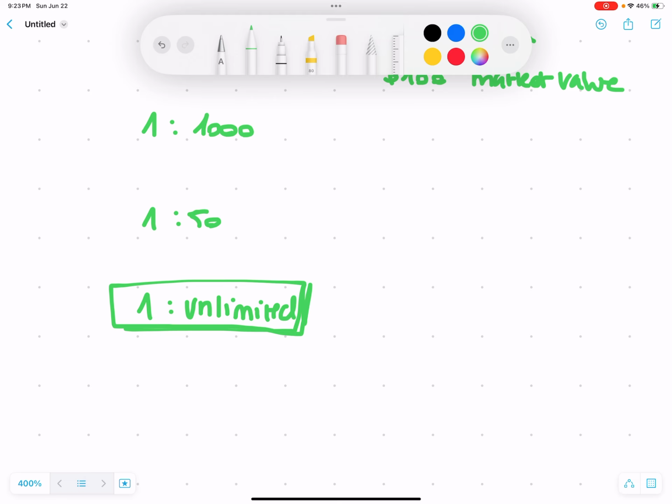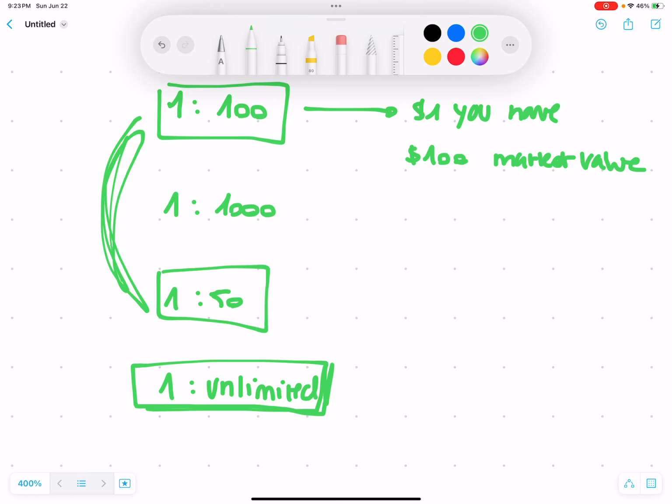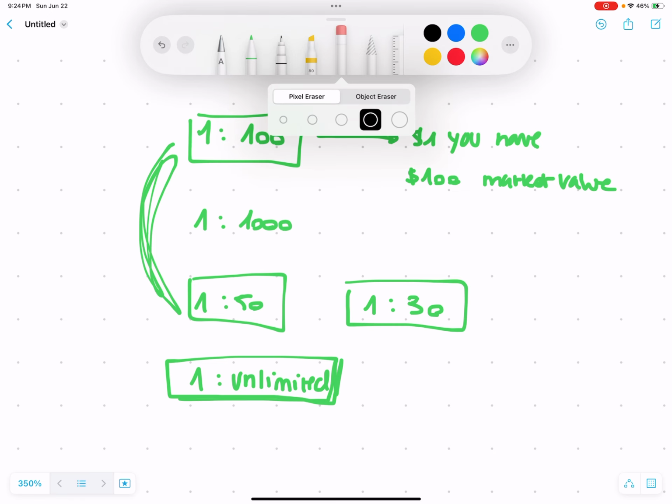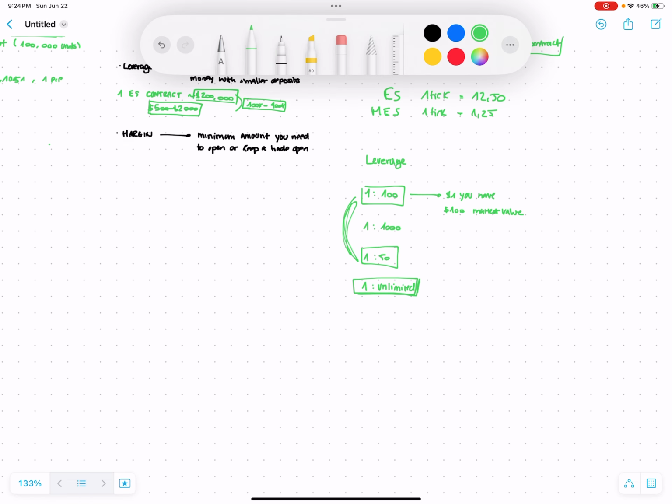So I would really recommend staying within 1 to 100 to 1 to 50. These two are the best. I've seen 1 to 30, which is oftentimes used by people that want to do swing trading, so they're trading over multiple days. But unless you're that kind of person, I really want you to stick to 1 to 100 and 1 to 50. All right? So this is all leverage.